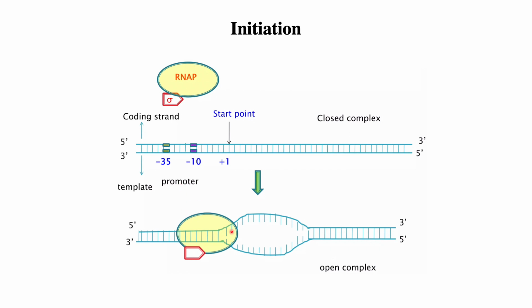The enzyme then helps unwind the double helical strand of the DNA sequence. Then the sigma factor is released from the enzyme, and the core enzyme carries out the next two steps.